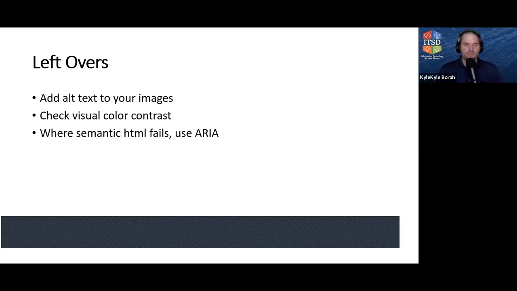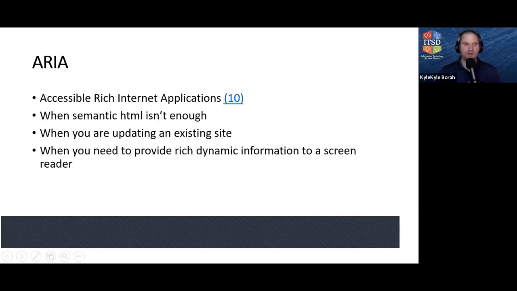So what is ARIA? Accessible Rich Internet Applications. And it's basically extra tags that you can add to your HTML to present them to screen readers. And as I said before, when semantic HTML isn't enough, when you're doing an application like Google Docs, when you have something more than the basic HTML offers, or you have a lot of customizations you want to make, that is where ARIA can come into a lot of usefulness. Again, when you're updating a website that lacks accessibility and you can't change everything, you can't rewrite it, adding ARIA will help.